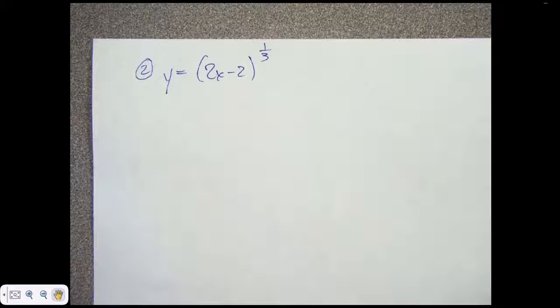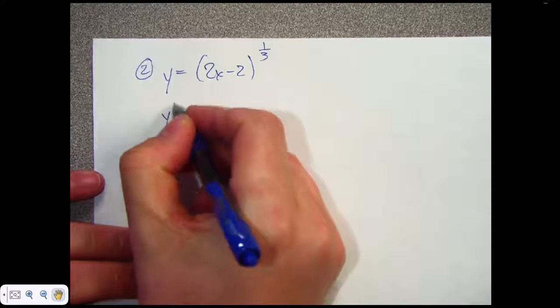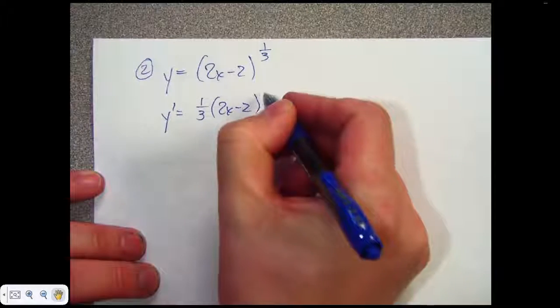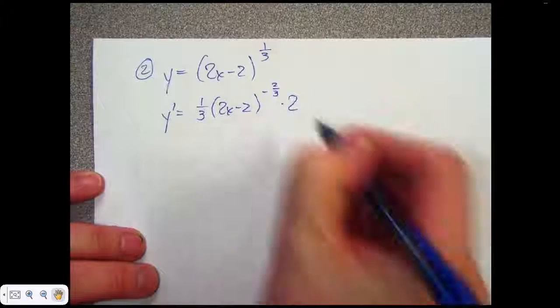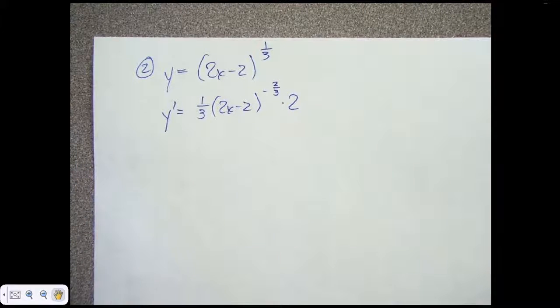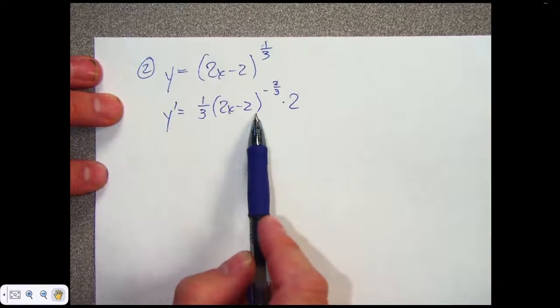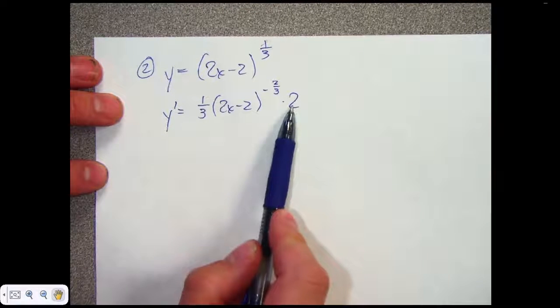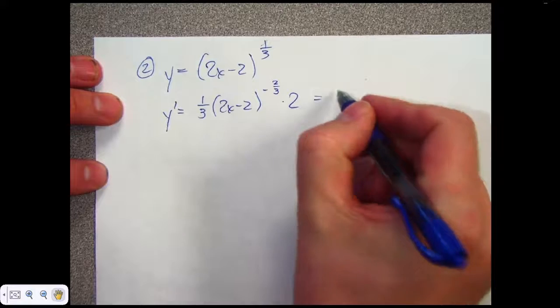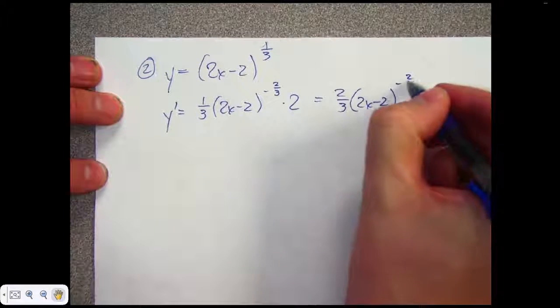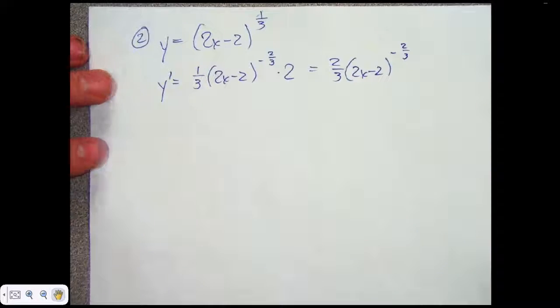Again, you could do the derivative in your calculator, or you can do it by hand. It doesn't matter to me. I'm just going to do this by hand because to me that's easier than getting my calculator out, but it could be different for you. So I bring the 1/3 down, leave the little guy alone, reduce the power by 1, multiply it by 2. So this is really like 2/3 times 2x minus 2 to the negative 2/3.